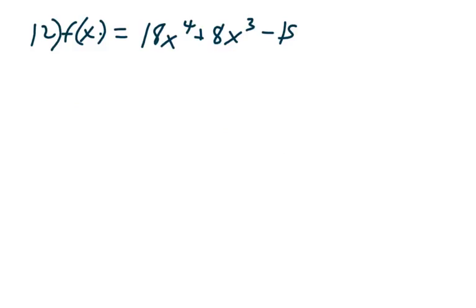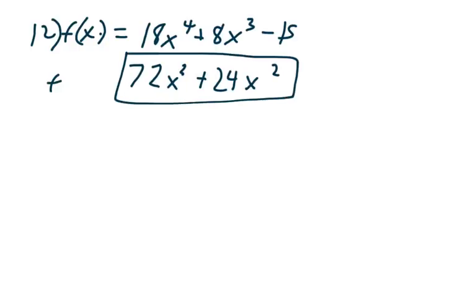Alright, so here's our regular old power rule. 18 times 4 is 72, x to the third, plus 24x squared. The derivative of any constant is 0, so this is what the derivative is.